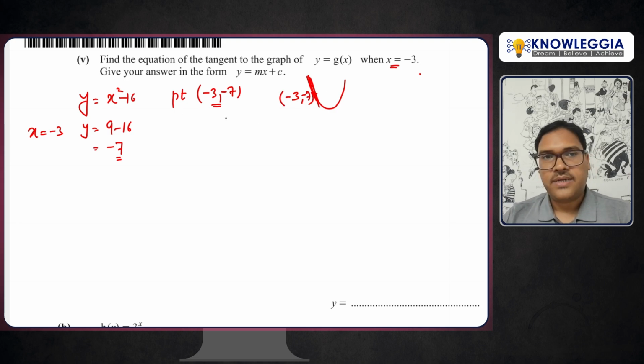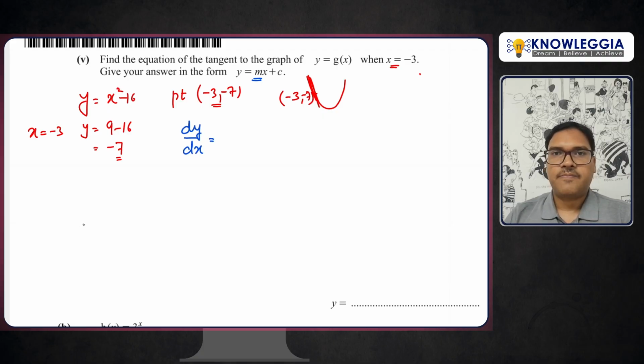Now how to write the equation of tangent? For writing this equation of tangent, you have to first find the gradient. Now how to find the gradient? We know gradient is given by the differentiation dy by dx. That is the gradient function. What is the differentiation of x raised to n? X raised to n differentiation is n x raised to n minus 1. So this is 2 x raised to 2 minus 1, which is 1. And the differentiation of constant is 0. So the differentiation is x.